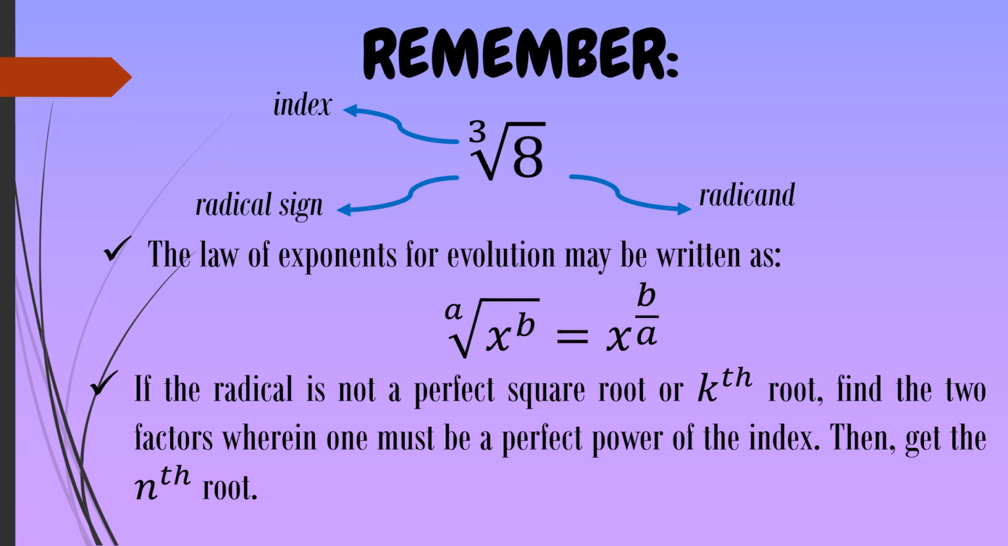Next, if the radical is not a perfect square root or kth root, find the two factors wherein one must be a perfect power of the index. Then get the nth root or the kth root.